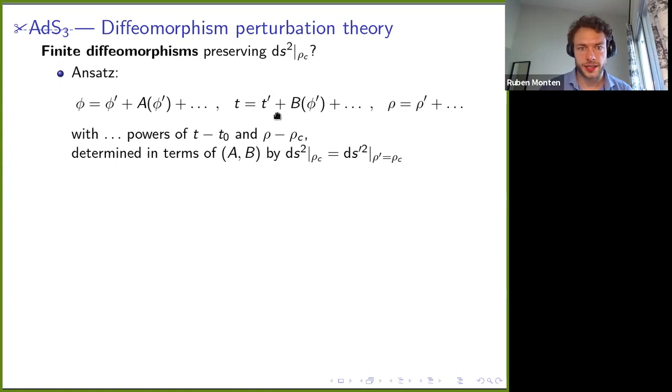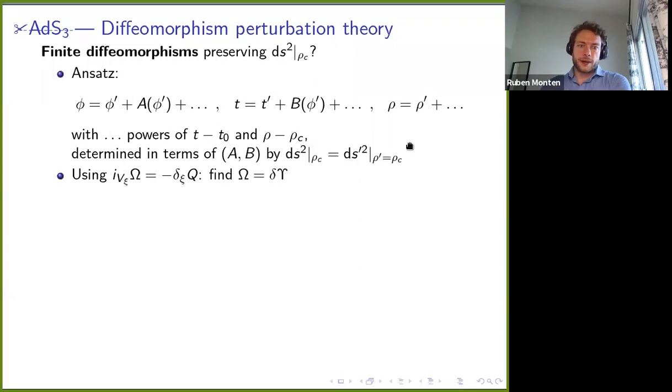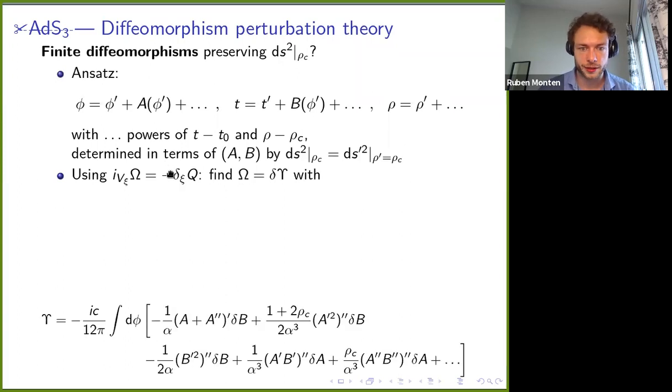And so these functions, the higher order terms can be determined in terms of them by requiring that the metric on the boundary remains unchanged. And then we can find the symplectic form similarly to how we found it before by using this master formula again, and this will be the result. And this is an expansion in powers of A and B. So this is up to third order in A and B.